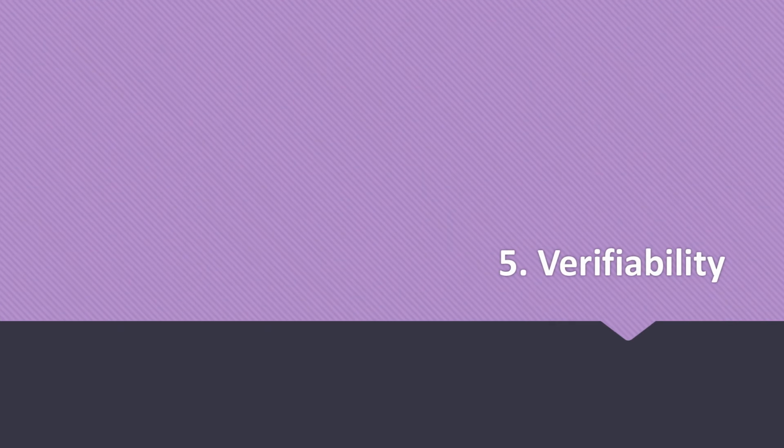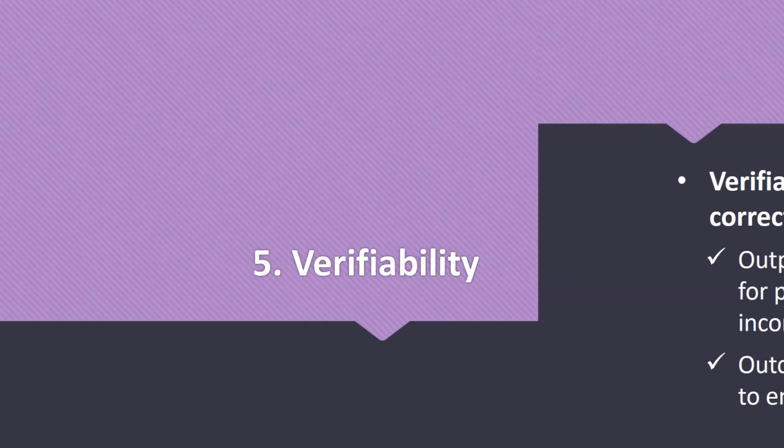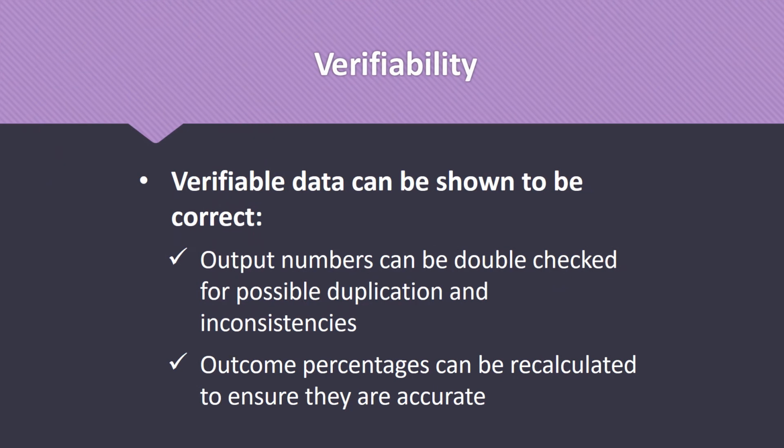Number 5, verifiability. The final characteristic of high-quality data is related to accuracy. It is about making sure that your data can be verified. In other words, if someone else checks your data, can your numbers be proven to be correct? Other synonyms could be tested, confirmed, or substantiated.